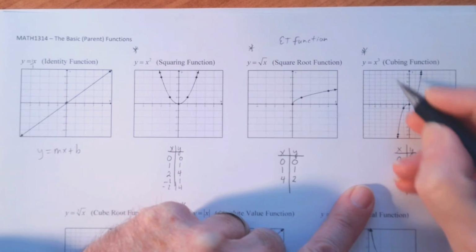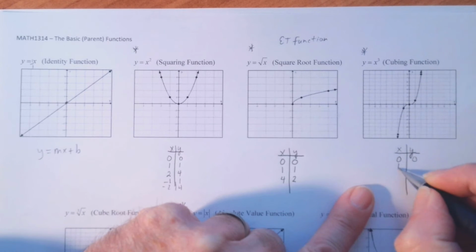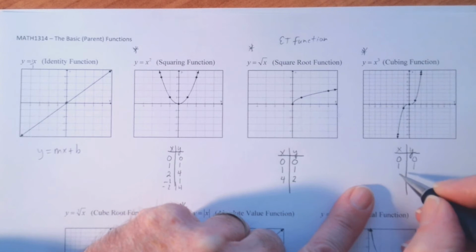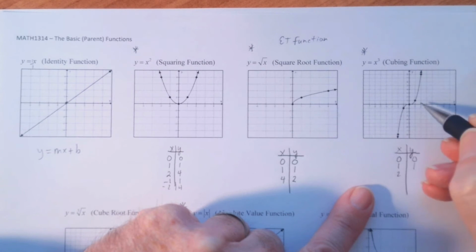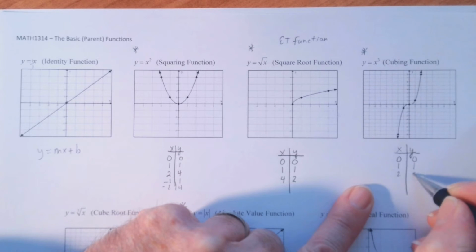So if we plug in 0, 0 cubed is 0. There's your 0, 0. If you plug in 1, 1 cubed is 1. If you plug in 2, 2 cubed is 8, and there's that point. So there's these 3 points we just found.